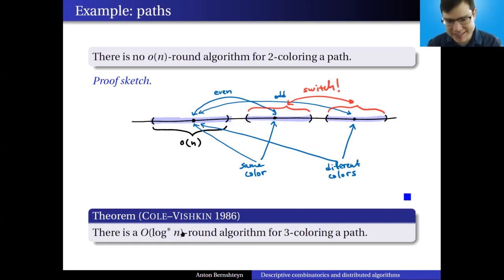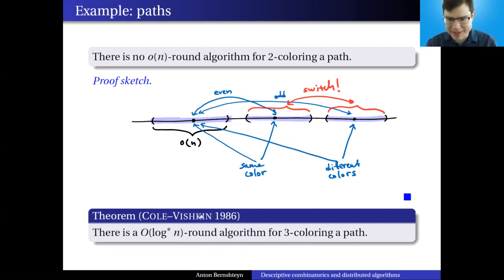And by the way, this is asymptotically optimal also. But the main point is that this is extremely efficient once you want 3 colors, and this algorithm is deterministic. But with 2 colors, nothing reasonable can be done. All right.